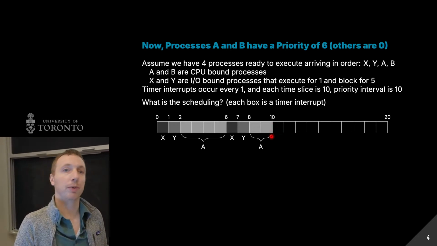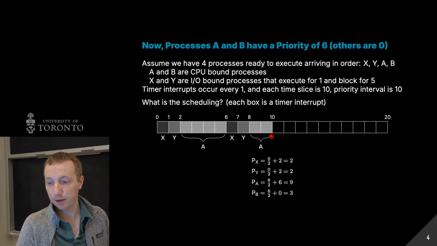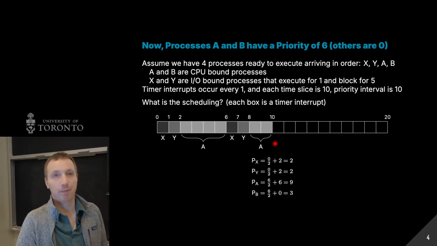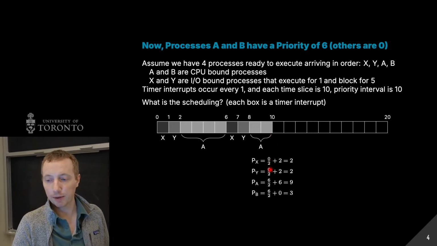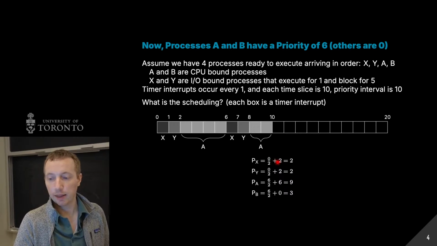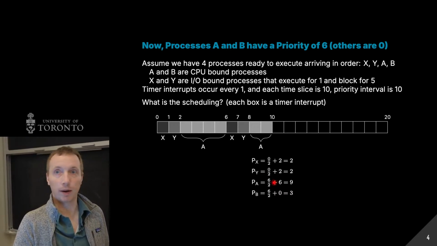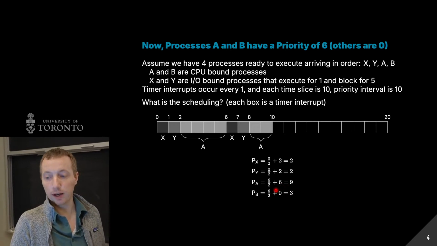Now, here, whenever we recalculate the priorities, we just put the numbers in. X and Y started with 0. 0 divided by anything is 0. And they both ran for 2 time units. So X and Y's new priority is 2. Process A, well, its old priority was 6. So 6 divided by 2 is 3. And it ran for 6 time units. So its new priority is 9.